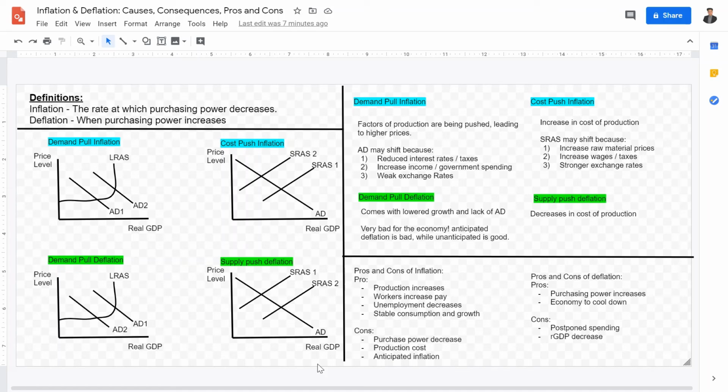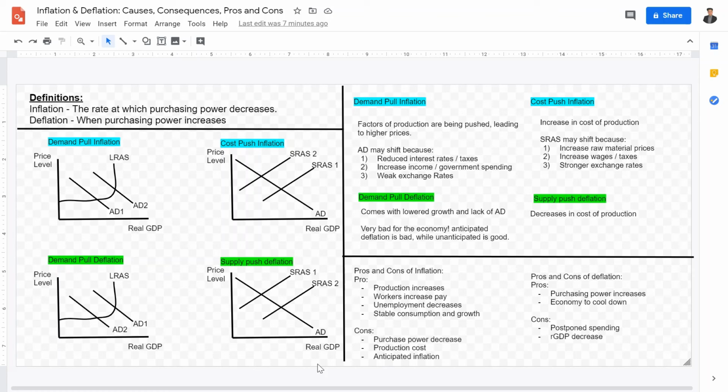Now, what are some cons of inflation? First and foremost, purchasing power decreases. This is a very bad one. Lots of baby boomers are retiring and realizing that inflation has taken a large portion of what they originally had. So purchasing power decreases. Production costs also increase.